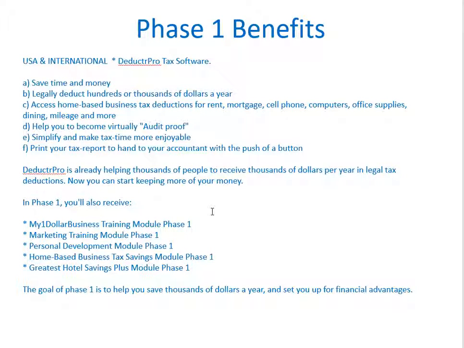Now, keep in mind, when you move into phase 1, you are no longer paying the $1 a month. Now you're only paying the $10 a month, but you still keep the products you had at the $1 level. You're also going to get the Deductor Pro tax software. And of all the things that we have, I can tell you I'm probably more excited about this than any, because record keeping for me is a chore.